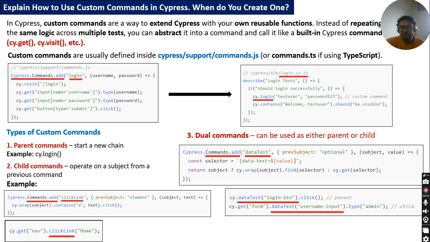Okay, so be prepared with that kind of thing, and to answer in an interview, remember the syntax a little bit, how a custom command can be added, like Cypress.Commands.add. This is the method you use, and you provide the command name, then the arguments, and what actions it needs to perform. Okay, so I think this is all about this particular question, guys.